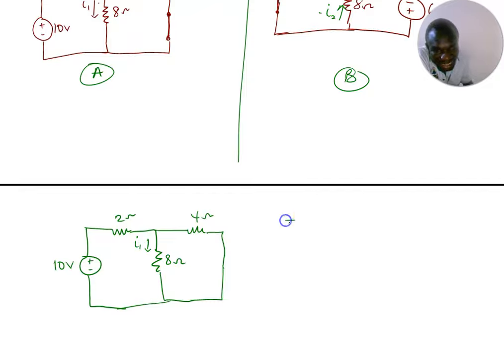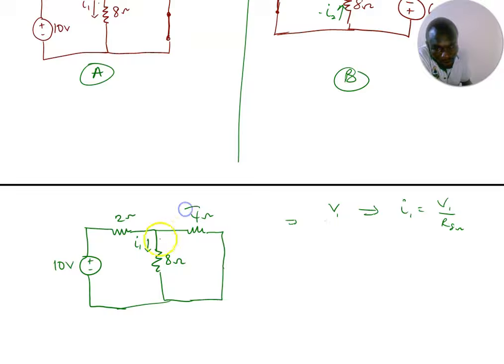Okay, so with this, if I want to find I1, I can first find what? The V8. Once I get the V8, after finding my V8, I'll just say that I1 is equal to V8 over R, the 8 ohms.